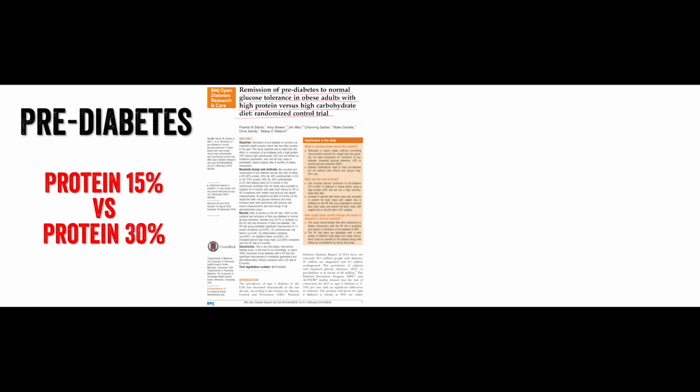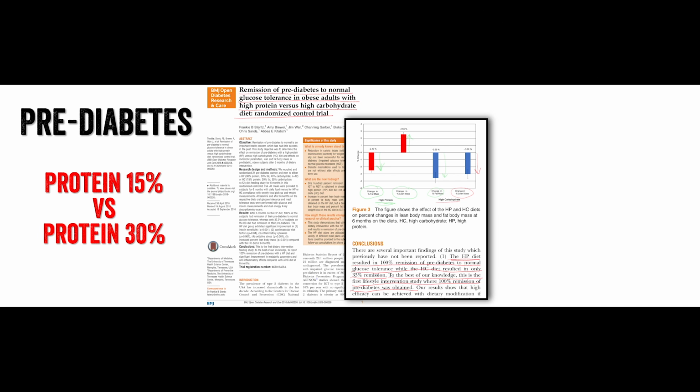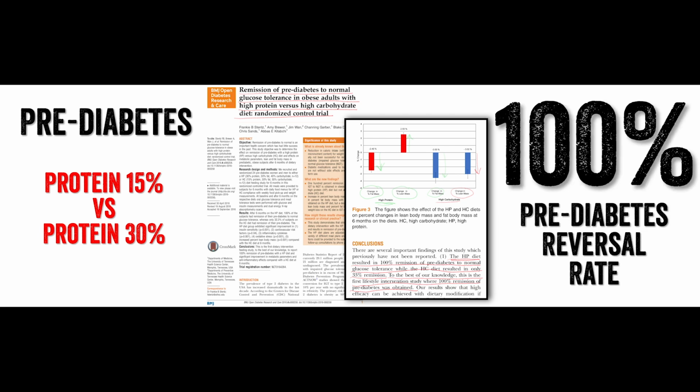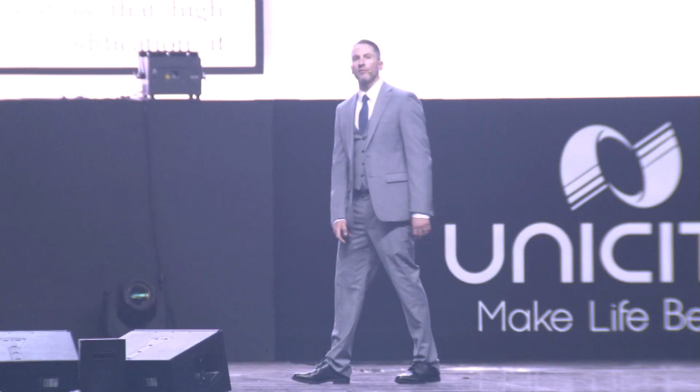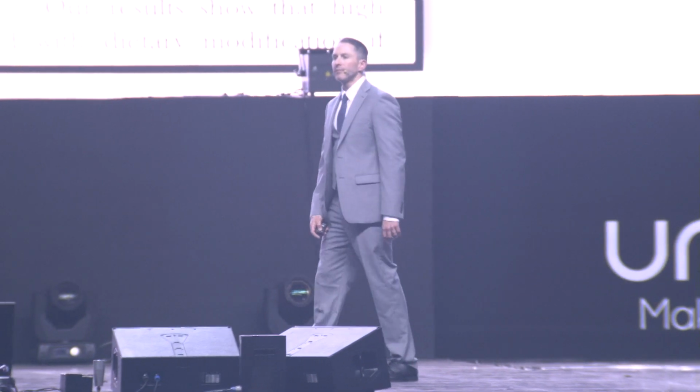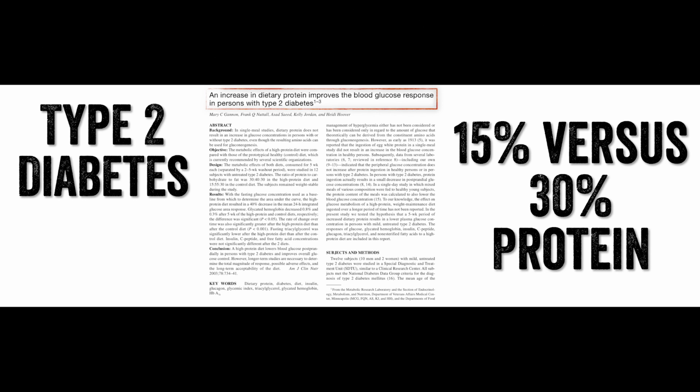Here's a study in pre-diabetics, 15% protein versus 30% protein. The high protein group lost more weight, but amazingly, the high protein group had a 100% pre-diabetes reversal rate. And the study authors said, to the best of their knowledge, nobody had ever gotten a 100% pre-diabetes reversal rate ever doing anything.